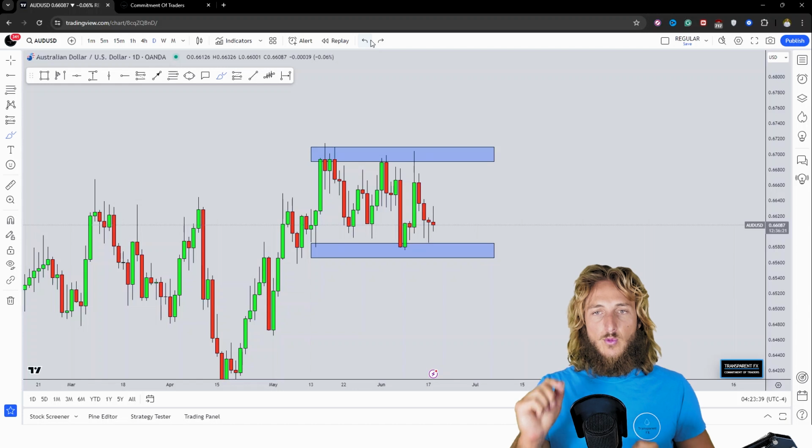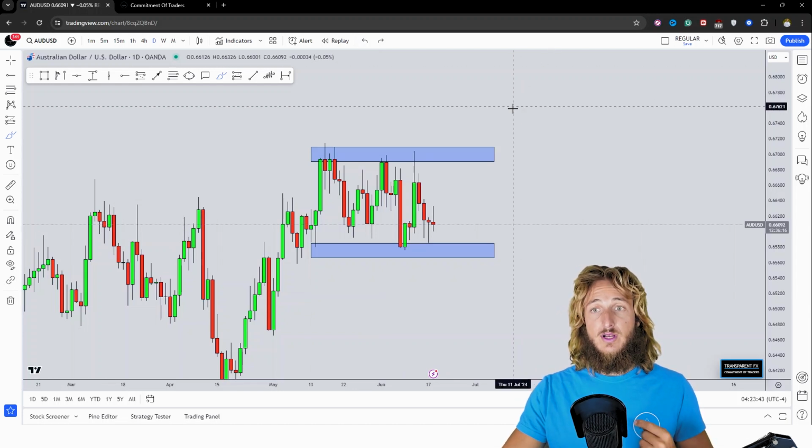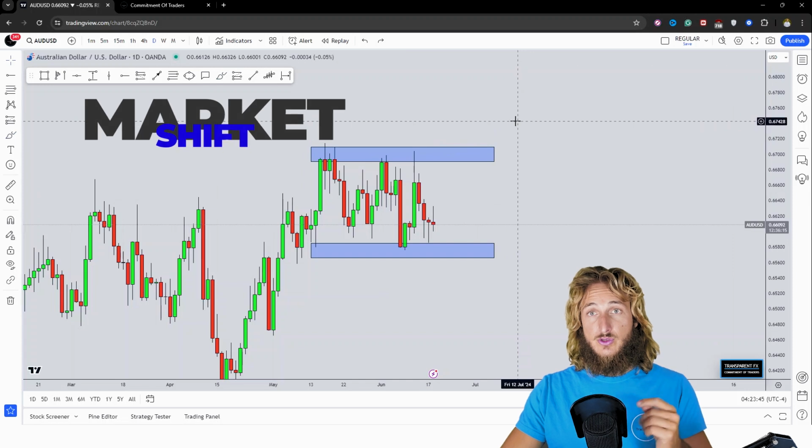However, at the moment, what kind of structure the market is creating here and where we could be looking for the next potential strong structure shift.